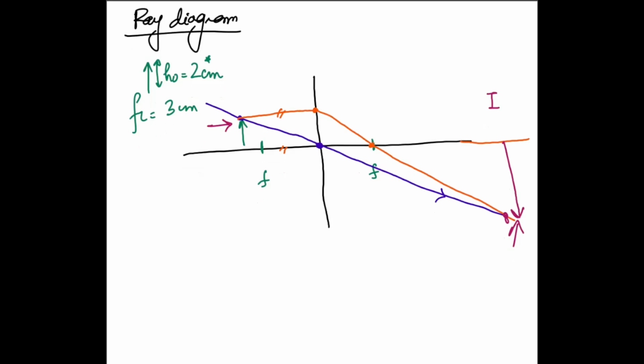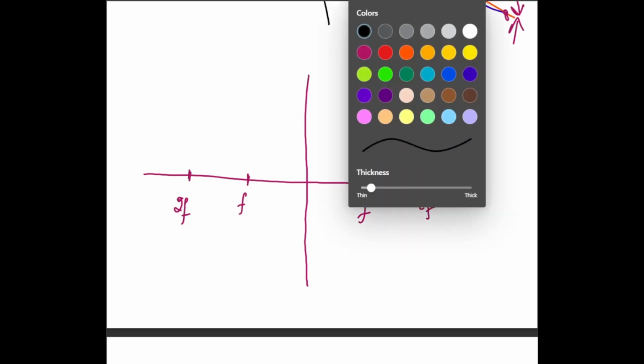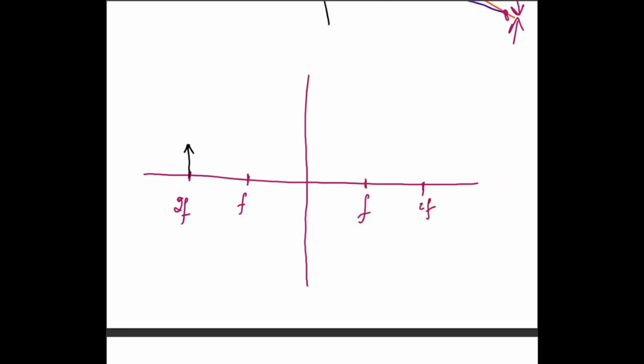Okay. Now do one more thing for me. Reset or redraw this principal axis and focal point, but now draw one more extra point, that is 2f. If the focal length is 3 centimeters, the 2f point will be at 6 centimeters, right? So f and then 2f, and I would want you to draw the object of 2 centimeters exactly at the 2f location, and then try to draw the diagram and see where the image is going to be placed.